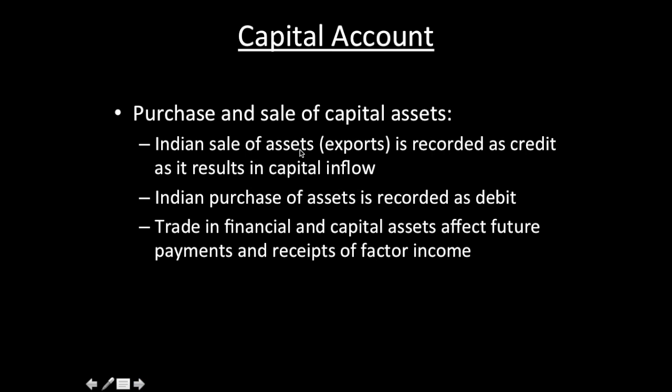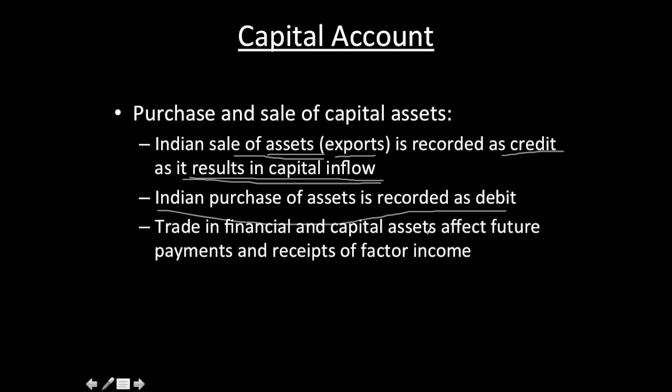Second, another thing is the capital account. Now the capital account has three subcomponents. The first of that is purchase and sale of capital assets. What is this? Here we are talking about financial assets as well as capital assets. So real assets and financial assets: the sale of assets, that is exports, is recorded as a credit as it results in capital inflow. So when you export machinery or any other financial asset or capital asset, then you receive money out of it. That inflow of money is recorded as capital inflow and credit in the balance. And vice versa, purchase of assets is recorded as debit.